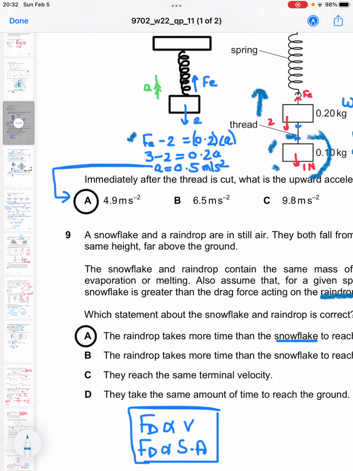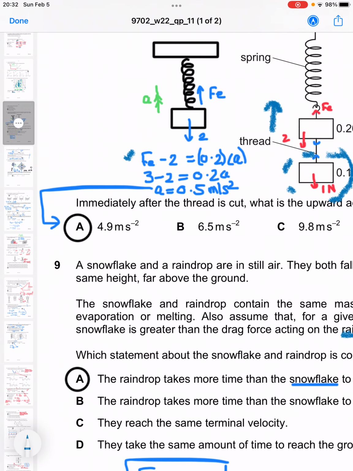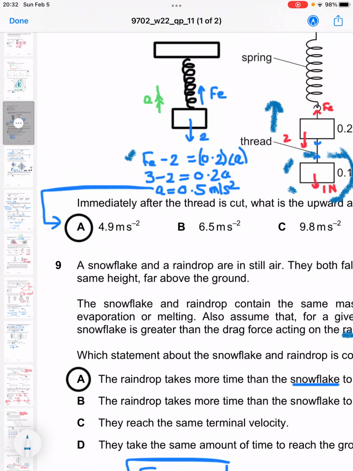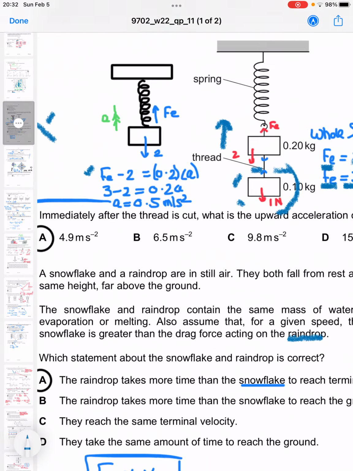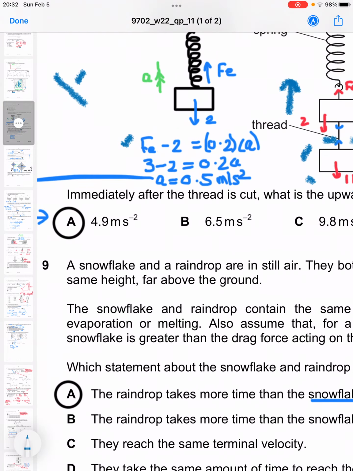So question number 9. One divided by 0.1. 1 divided by 2 times 10 would make up 5 meters per second. So 4.9, that's the appropriate answer.